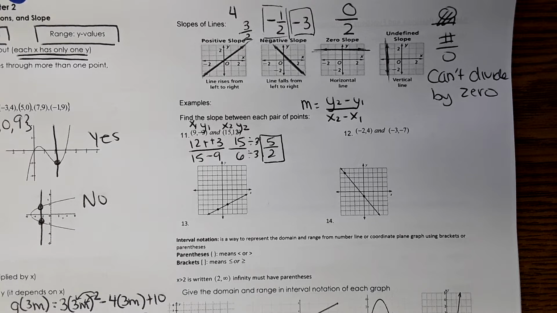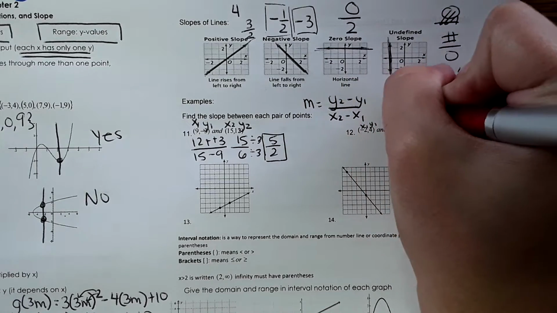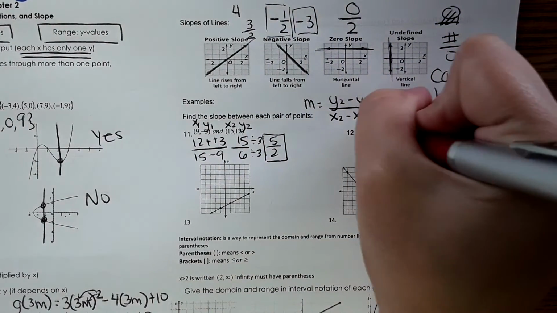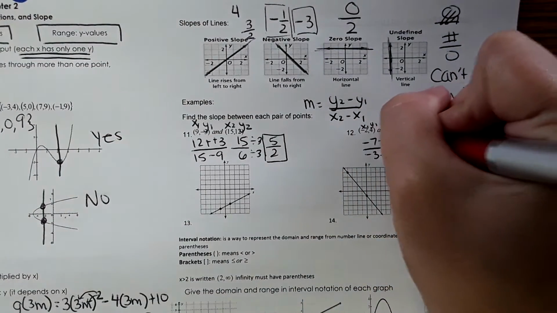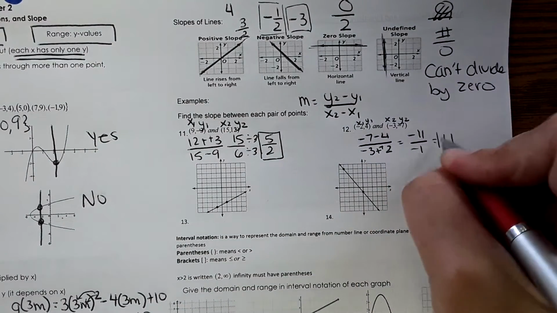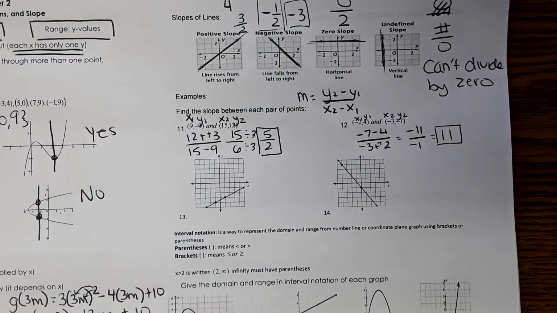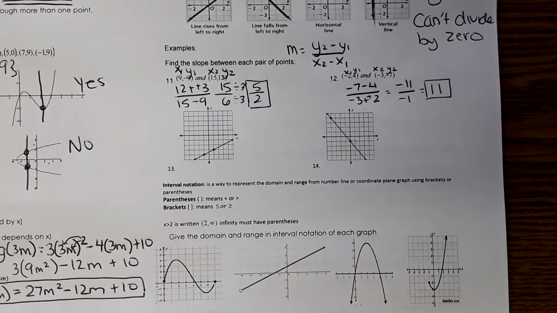Number 12, again, just finding slope between 2 points. This would be x1, y1, x2, y2. Find the difference in the y's over the difference in the x's. Equals 11. Up until this point, this should be pretty familiar. You've seen it before. Maybe it wasn't top of mind or you kind of forgot it.